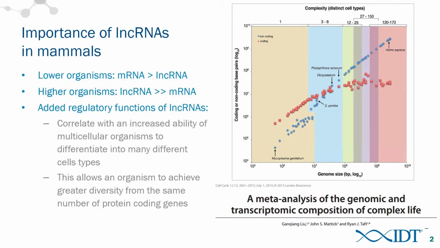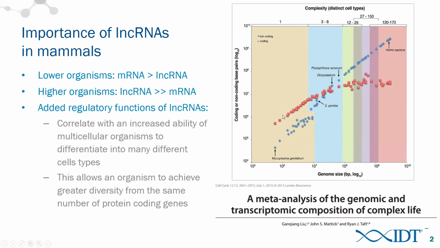Okay, so what is the importance of long non-coding RNAs? Well, there have been tens of thousands discovered with a wide variety of functional and structural roles in the cell. The few that have been functionally characterized have been found to play important roles in gene regulation and differentiation. This figure here out of Cell Cycle gives insight into how long non-coding RNAs might actually be the driving force behind species complexity. They have coding and non-coding base pairs here graphed against the genome size as well as number of distinct cell types.